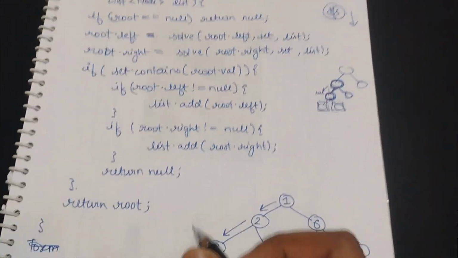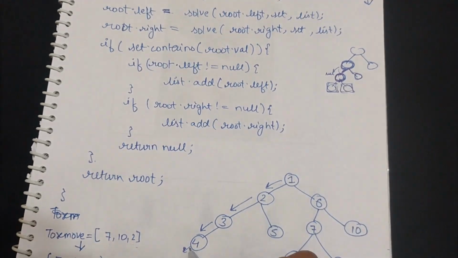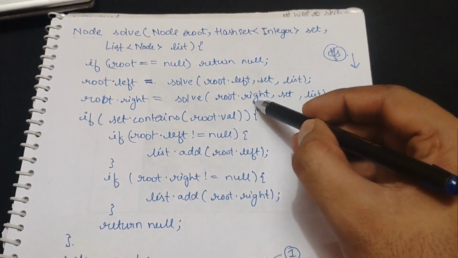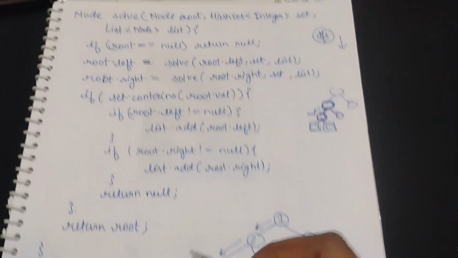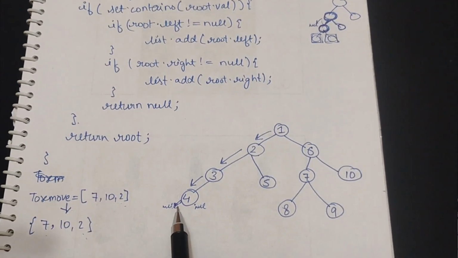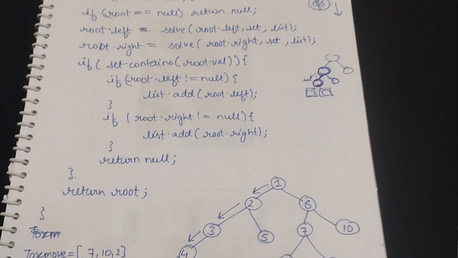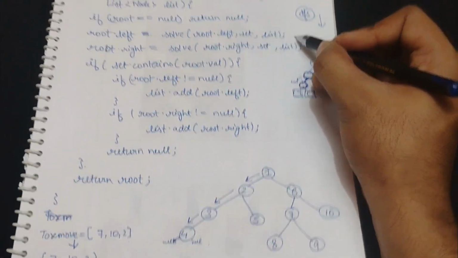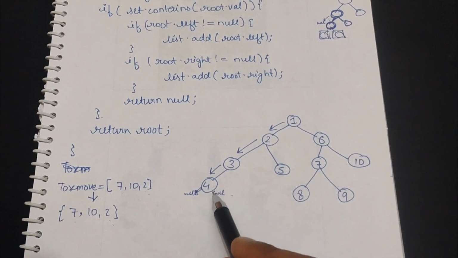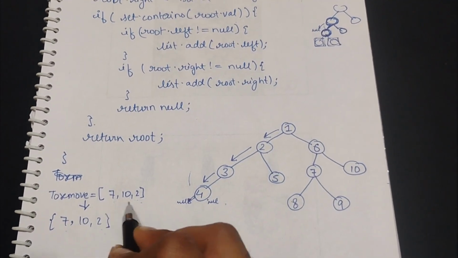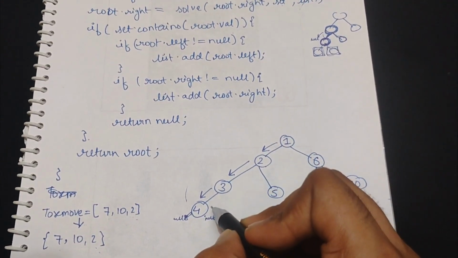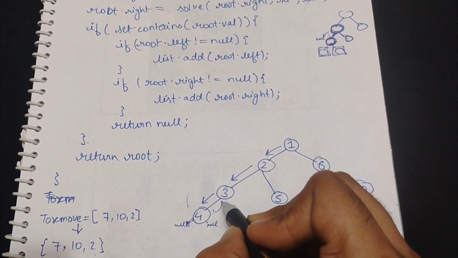And we know that root dot left, that is 4 dot left, is already null, no problem. Now it will call root dot right. 4 will call, and this is null. So here we have null on both sides of 4, no problem. Now 4 has executed this line as well as this line. It will check whether the set contains 4, that is root dot val. No, the set does not contain this. Okay, then do nothing, then return root. That means return this 4.